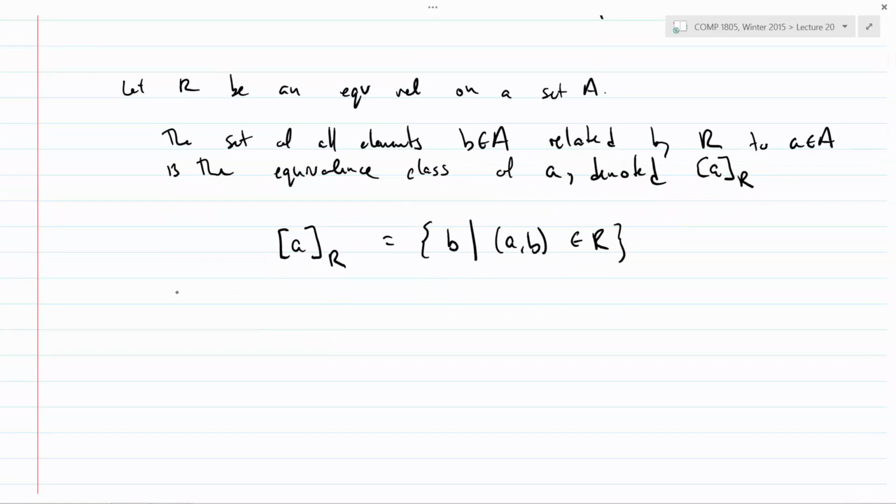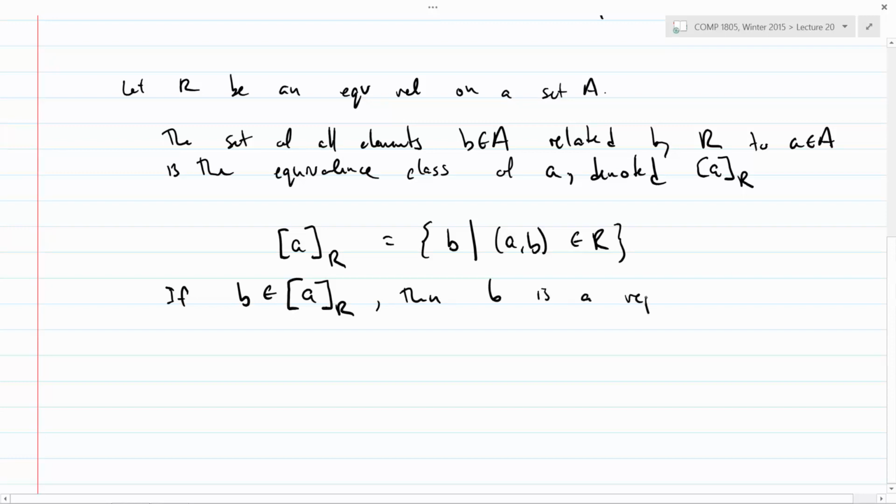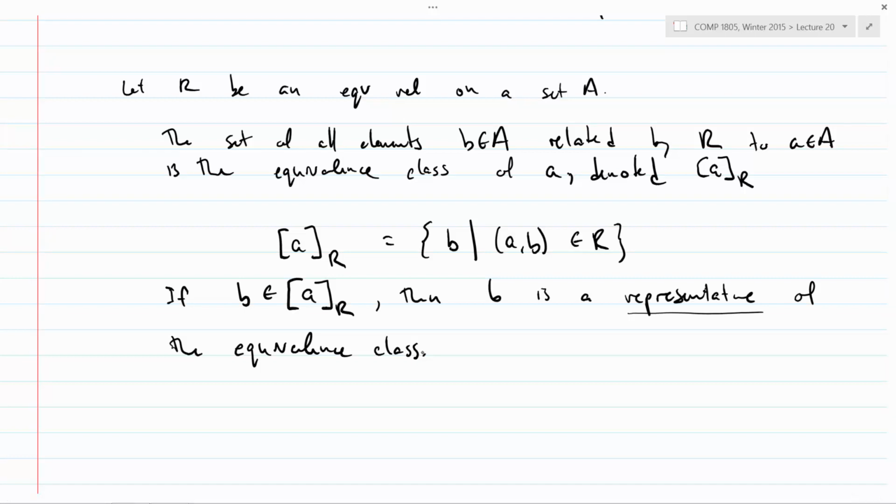All right, so if b is in that equivalence class, we say that b is a representative of the equivalence class. And any member of the class can be chosen to be a representative. So a would be just as good a representative for this class. This might seem weird now. We'll do some examples, and hopefully it'll be a little bit better.